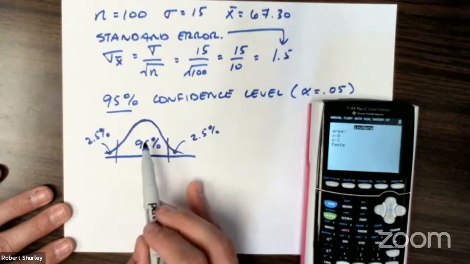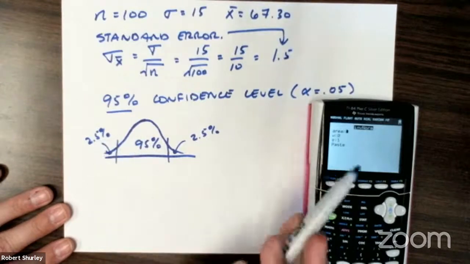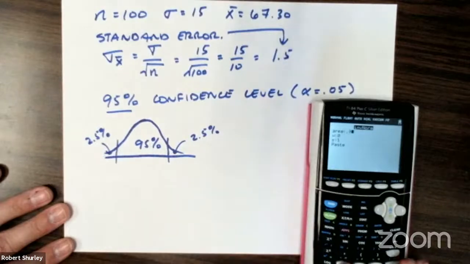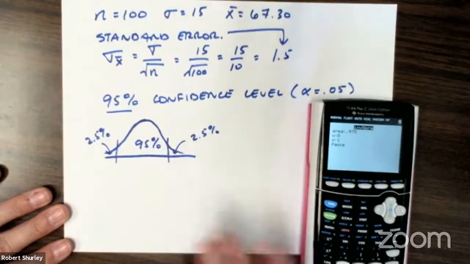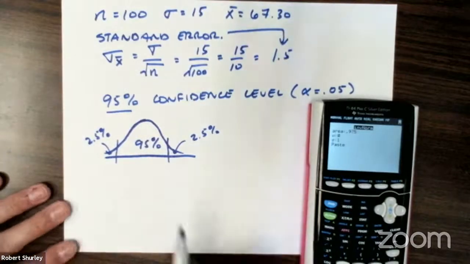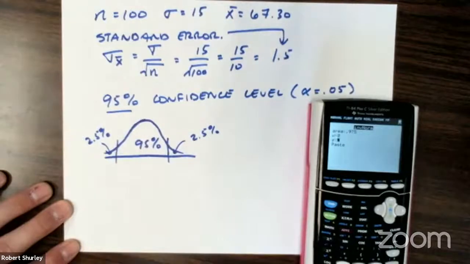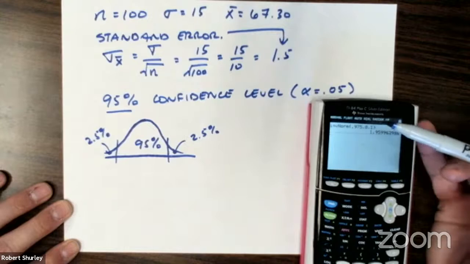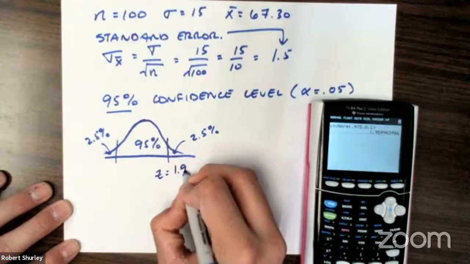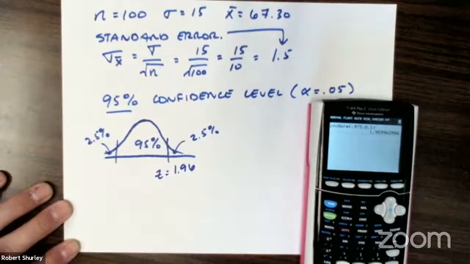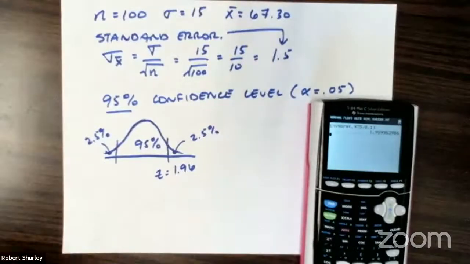So the area to the left would be 0.975 for me, because it's 95% plus 2.5%. And then it's still 0 and 1 because this is the normal distribution. We want the z values. Notice we're going to round it to 2 decimal places. So 1.96. The z value is 1.96. It's 0 and 1 because it's the standard normal.